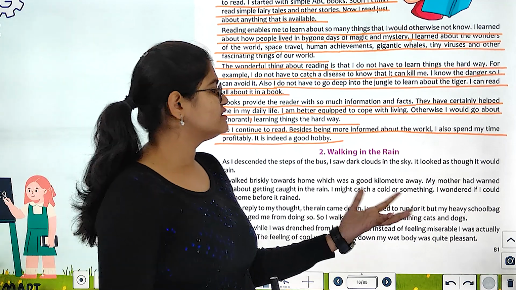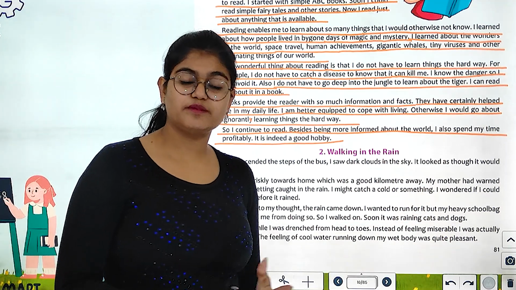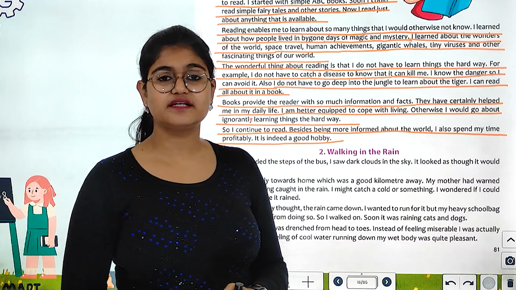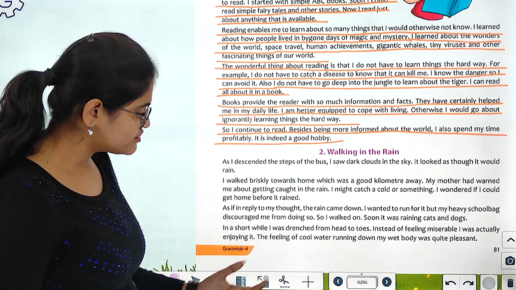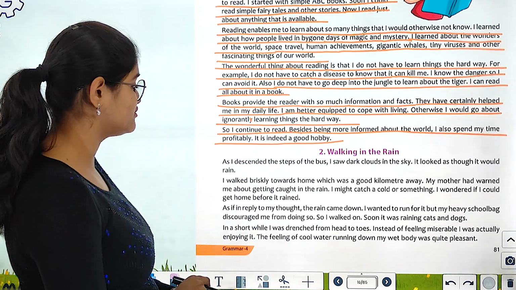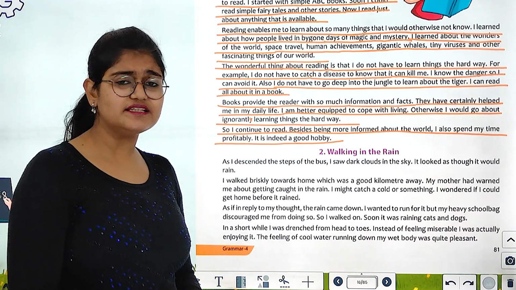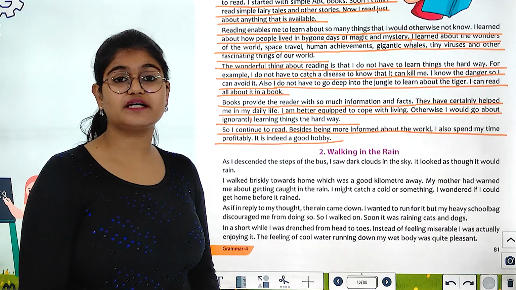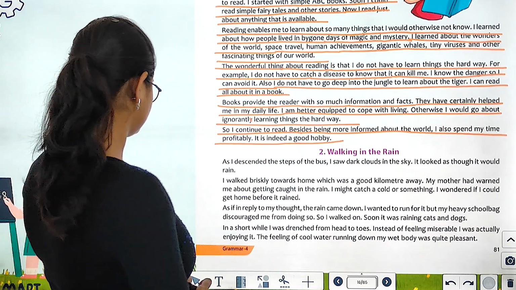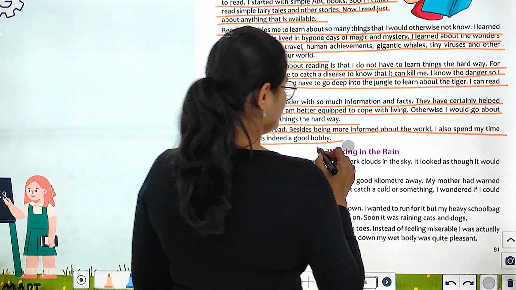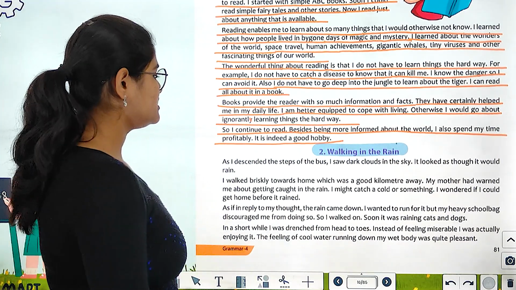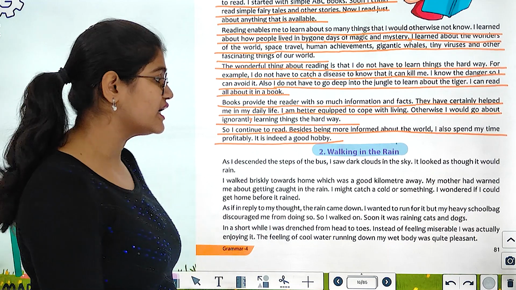So, as you saw, that is how we framed the composition on the topic my hobby, right? Next, we have one more topic, on which a composition is already given to us. Let us read this so that we can get a better idea of how to frame a composition. Walking in the rain. So let's see कि क्या हो रहा है यहाँ पर, क्या कहा जा रहा है.